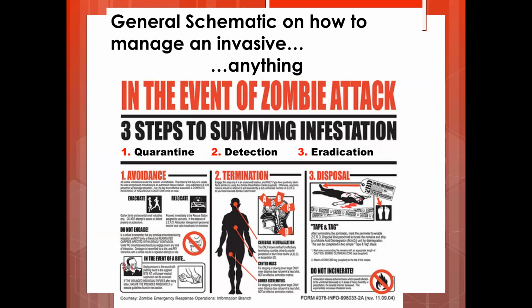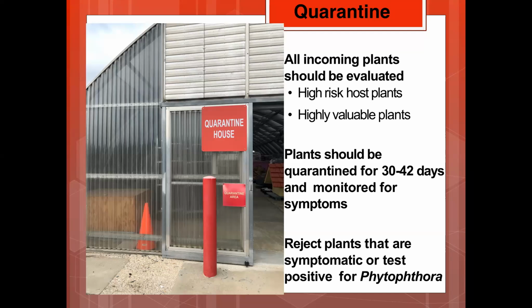I would especially do this with your filthy 5, your rhododendron, your pieris, your kalmia, azalea, and gosh, I already forgot the 5th one. But I would definitely do this with things that are more Phytophthora susceptible. And anything that is symptomatic or test positive, you want to reject, and you just want to keep an eye on things.